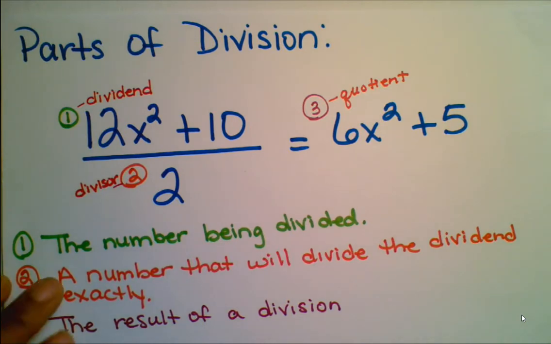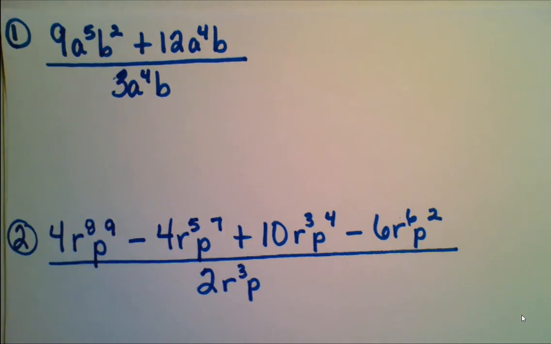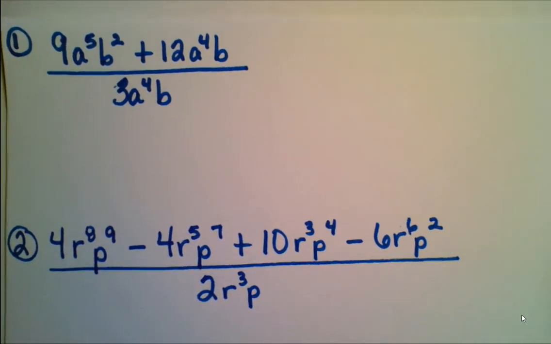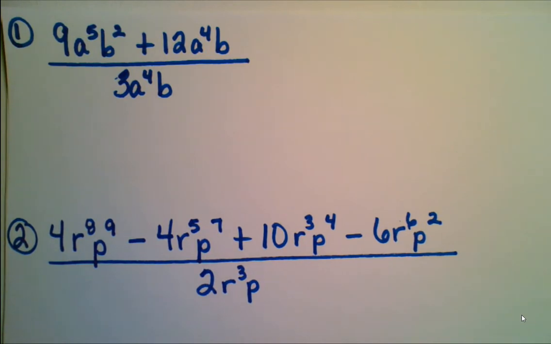So let's start off with an example of what your question will look like. So example 1, we have here 9a to the 5th b squared plus 12a to the 4th b all over 3a to the 4th b.